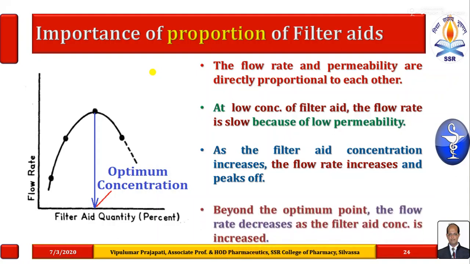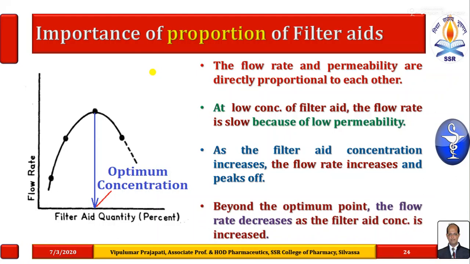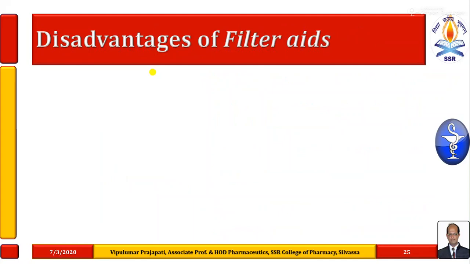Hence, beyond this optimum point, the flow rate decreases as the filter aid concentration is increased because of, again, resistance due to the filter cake itself, due to the thickness of the filter cake and filter media, which affects the rate of filtration. So hence it is required to discuss the disadvantages of filter aids.